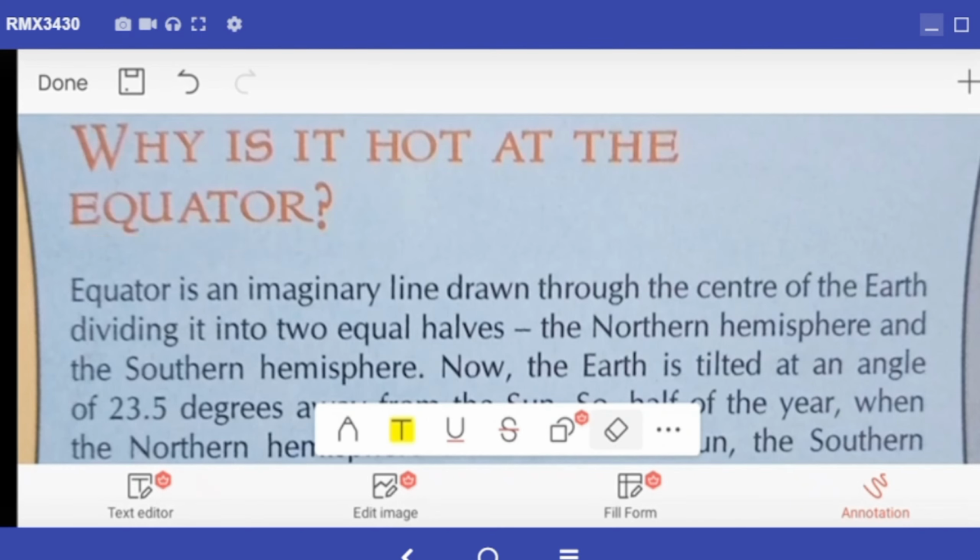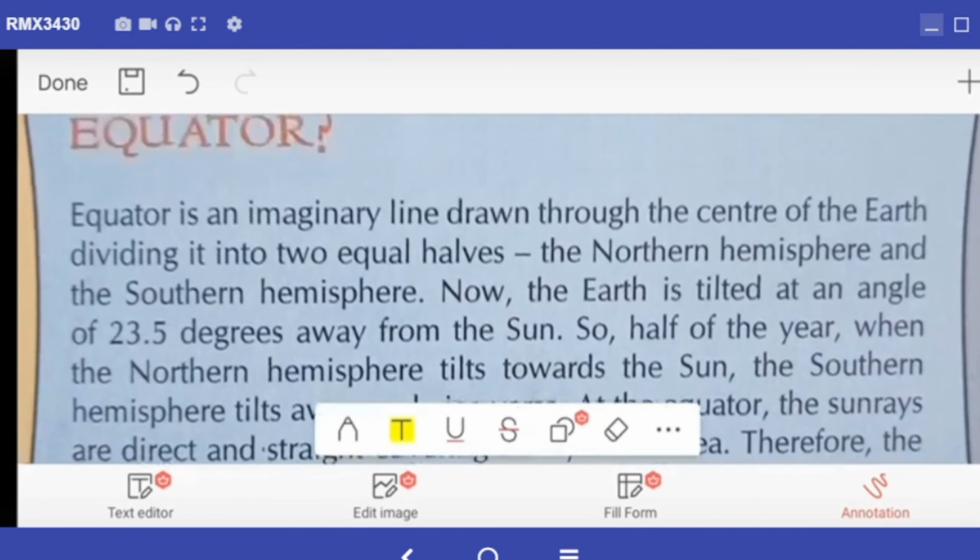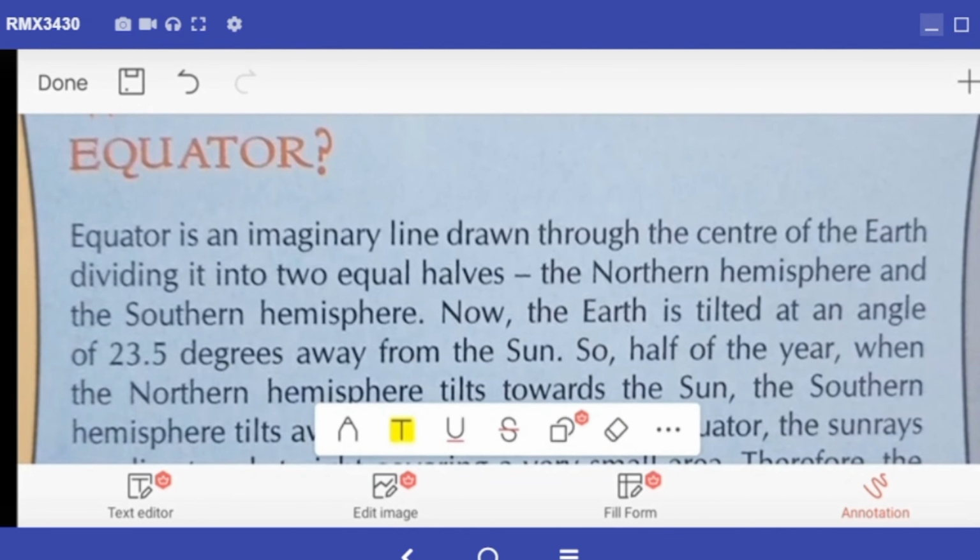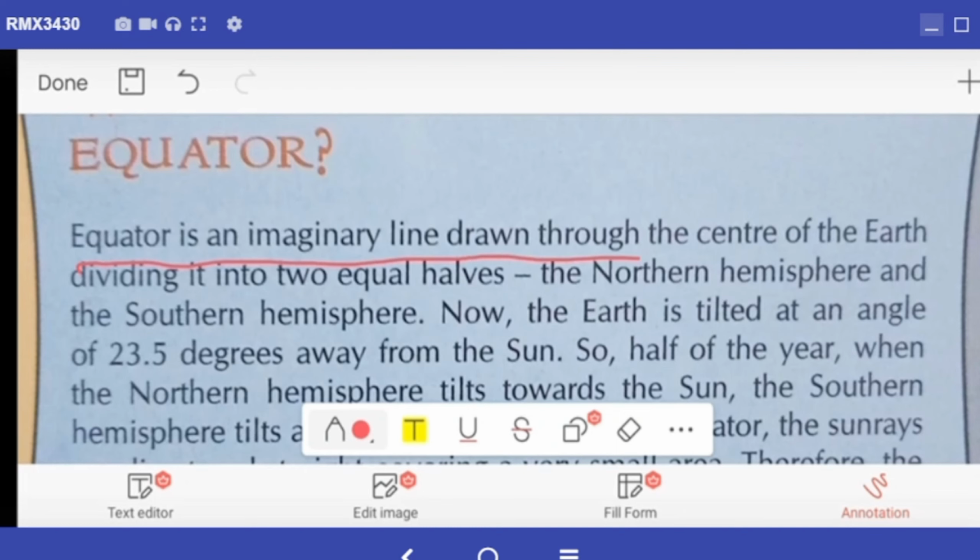So it is a very genuine question. As we know, temperature does not remain the same throughout the Earth. It varies from place to place. Okay. So the same is written here. If you want, I can read it out. Equator is an imaginary line drawn through the center of the earth, dividing it into two equal halves. One is the northern hemisphere and the other is the southern hemisphere.